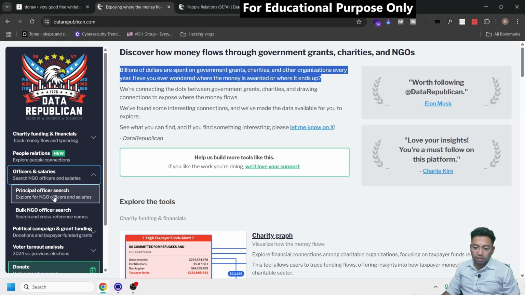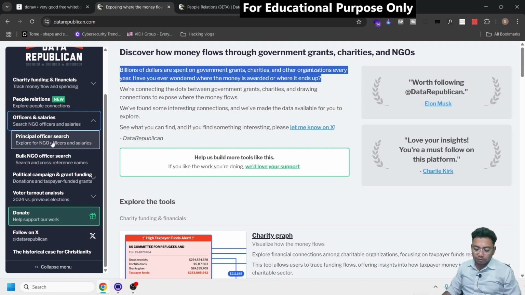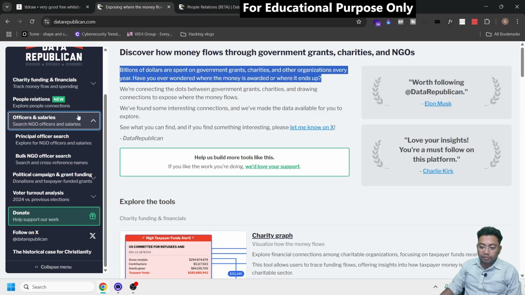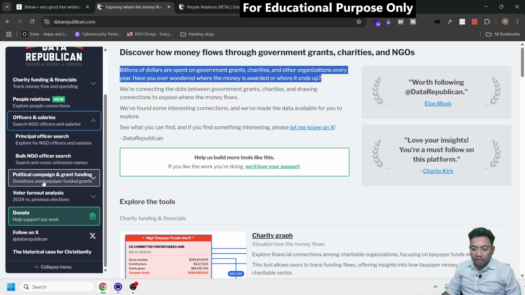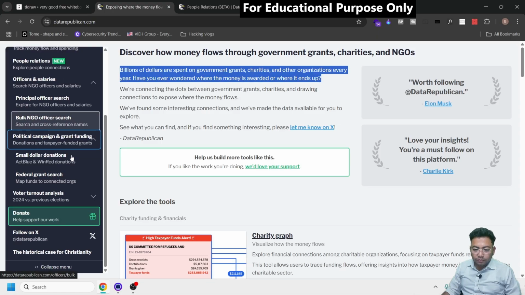Next is Principal Officer Search, which is pretty good and can help you a lot. Here you can identify who is leading non-profits and charities. Next is Bulk NGO Officer Search, which means you can analyze multiple organizations at the same time, for example when one person is leading multiple organizations. You can check all that in this area. And then this one, Federal Grant Search.